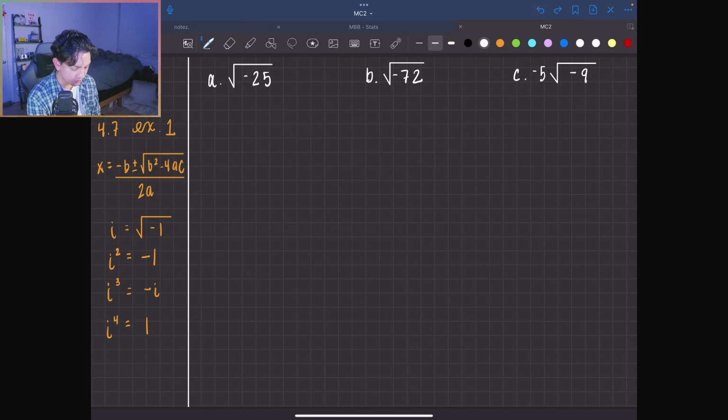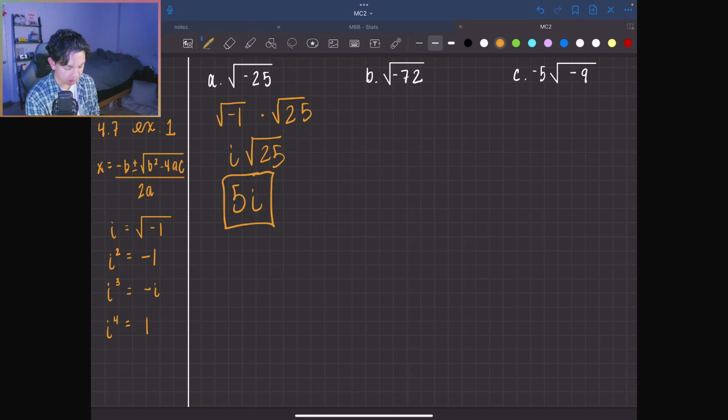So the square root of -25 is the same thing as the square root of -1 times the square root of 25. And now, instead of writing the square root of -1, we're going to say i root 25. And we know what the square root of 25 is. It's just going to be 5. But we still have that i. So your solution here is 5i.